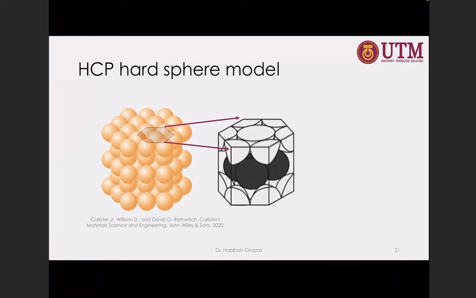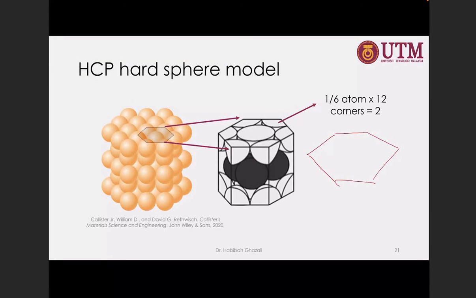Okay, so if you look at this hexagon, if we draw the top view of this hexagon, there is half a sphere of the atoms at the center, and there are 6 at the corner. The portion for the center atoms is half, and the portion at each corner is 1/6. Okay, how do you get 1/6?